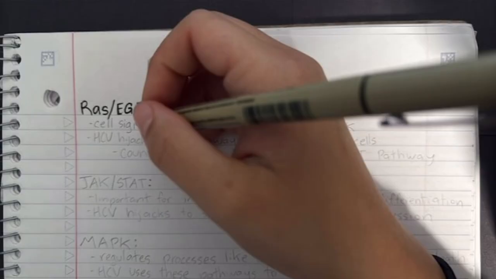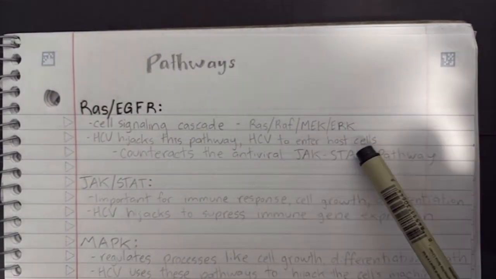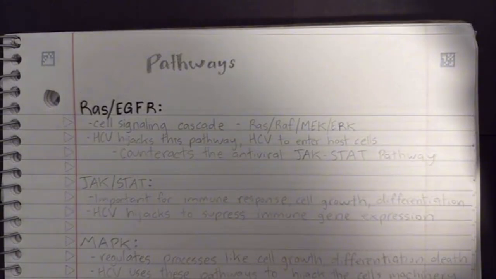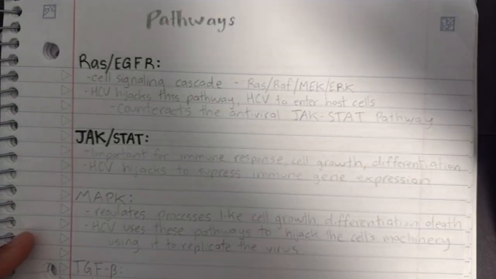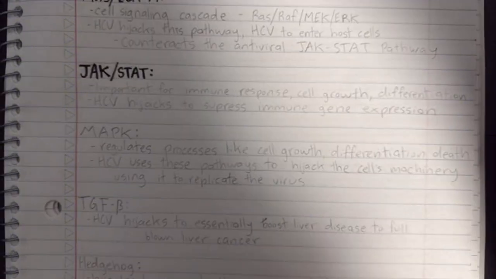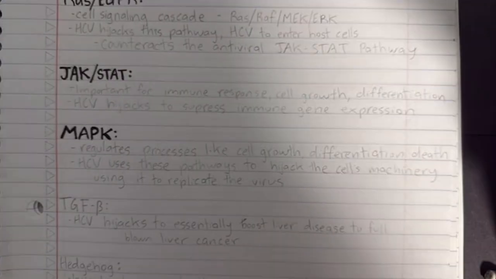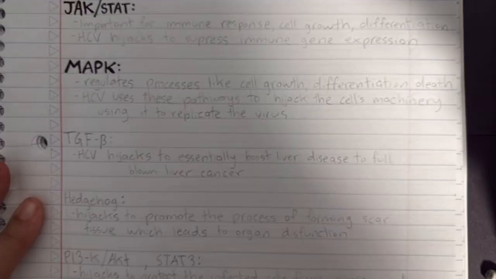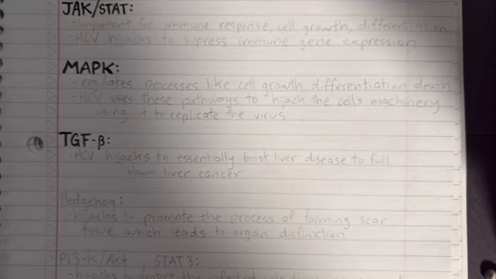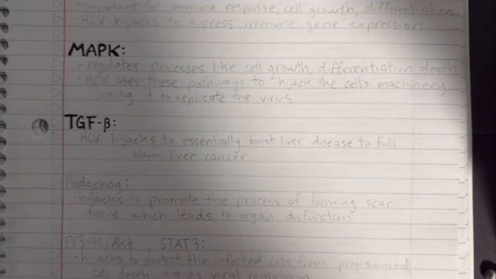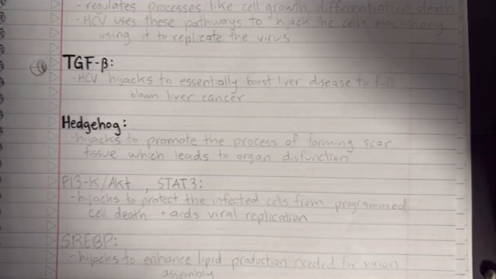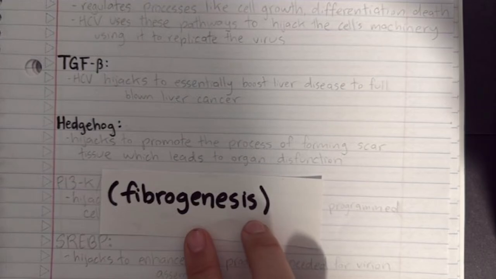HCV uses the RAS-EGFR pathway to counteract the antiviral JAK-STAT pathway, taking away its ability to fight infection. The JAK-STAT pathway is hijacked to suppress immune gene expression. HCV hijacks the cell's machinery in the MAPK pathways and manipulates it to replicate the virus. The transforming growth factor beta pathway is hijacked to essentially boost liver disease to full-blown liver cancer. The hedgehog pathway is hijacked to promote the process of forming scar tissue, which leads to organ dysfunction.